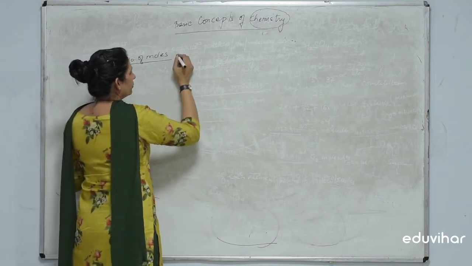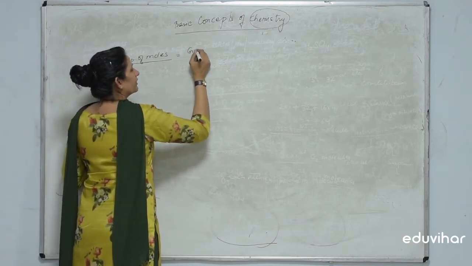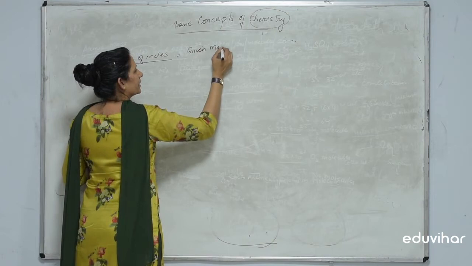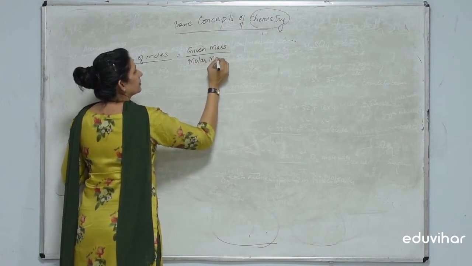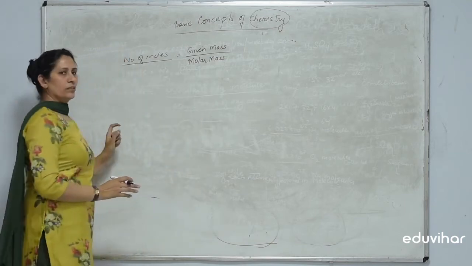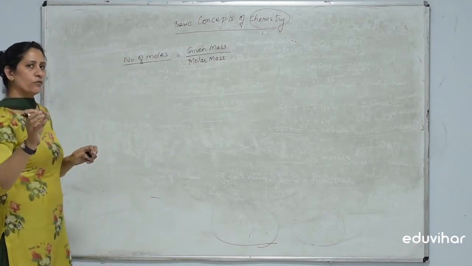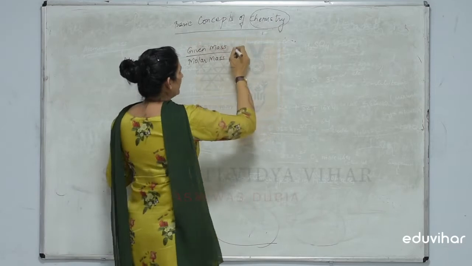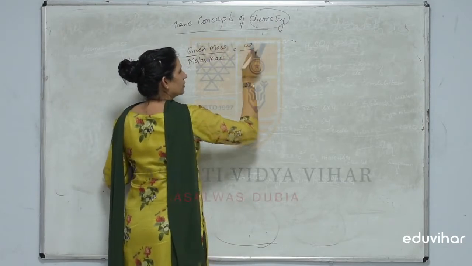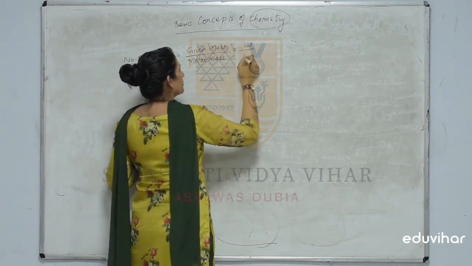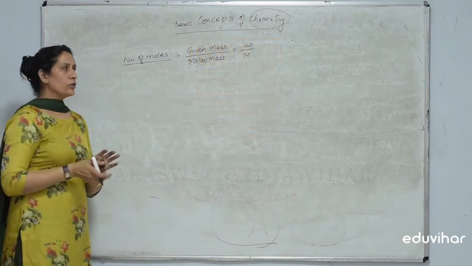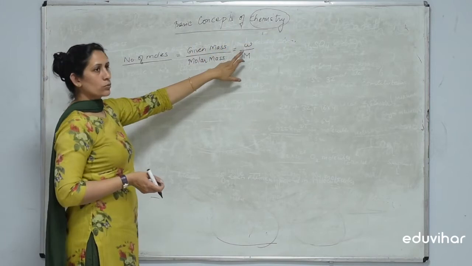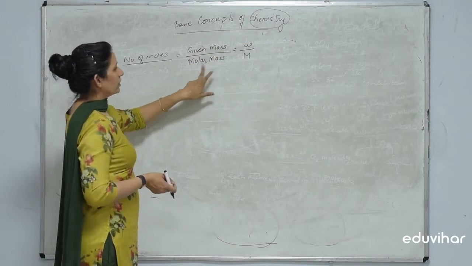Number of moles is equal to given mass divided by the molar mass. Molar mass means the mass of one mole of molecules. Given mass is represented by small w and molar mass is represented by capital M.